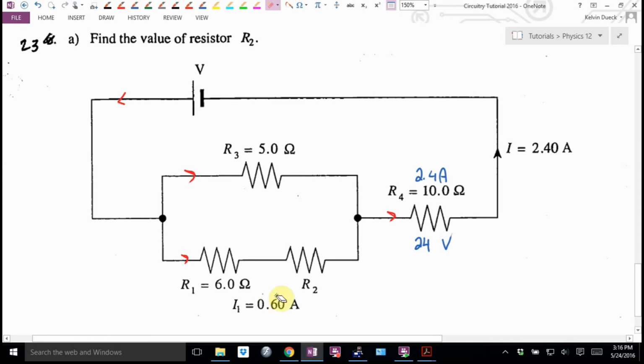Oh, here's somewhere else I know two things. Right there. In fact, how many amps went this way? 0.6. Just read this to me. How many amps went this way? 0.6. How many amps are there in this circuit grand total? 2.4. So here's my question, folks. How many amps must have gone that way?